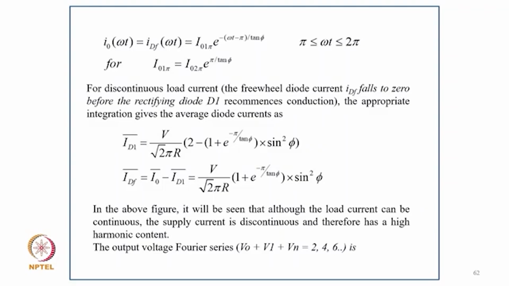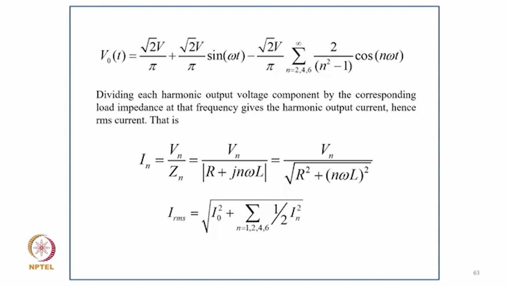In the above figure, it will be seen that although the load current can be continuous, the supply current is discontinuous and therefore has a high harmonic current. The output voltage is V0 plus V1 plus Vn, where n equal to 2, 4, 6 are the even harmonics in the output voltage, and v equal to root 2 V upon pi plus root 2 V upon 2 sin omega t minus root 2 V upon pi, summed over n equal to 2, 4, 6 to infinity, upon n square minus 1 into cos n omega t.